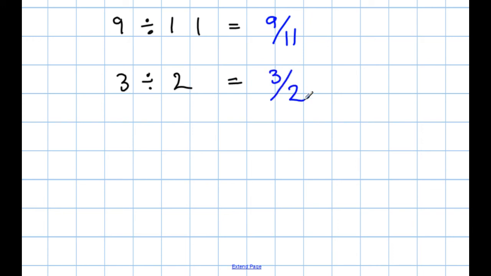Right. Now, we've looked at decimals. We're going to look at fractions next. Where do we get fractions from? Well, we get fractions from these sort of divisions. And fractions are brilliant. They make division so easy. 9 divided by 11 is 9 over 11. Let's look at another way we could get a fraction. 3 divided by 2 equals, you got it, 3 over 2.